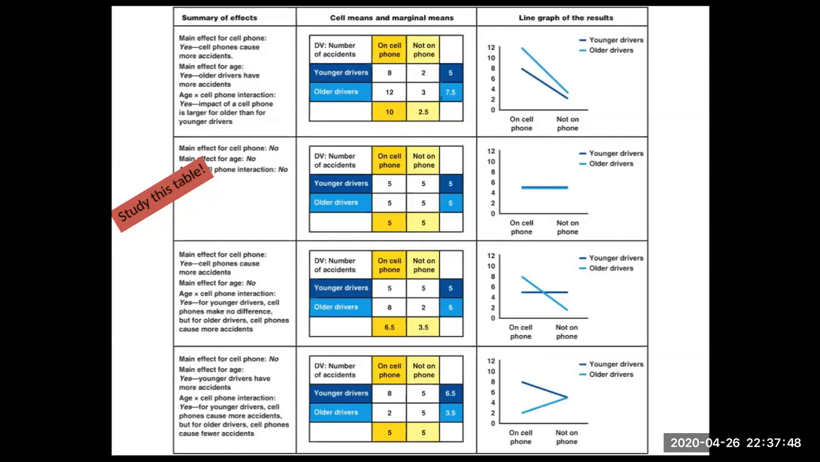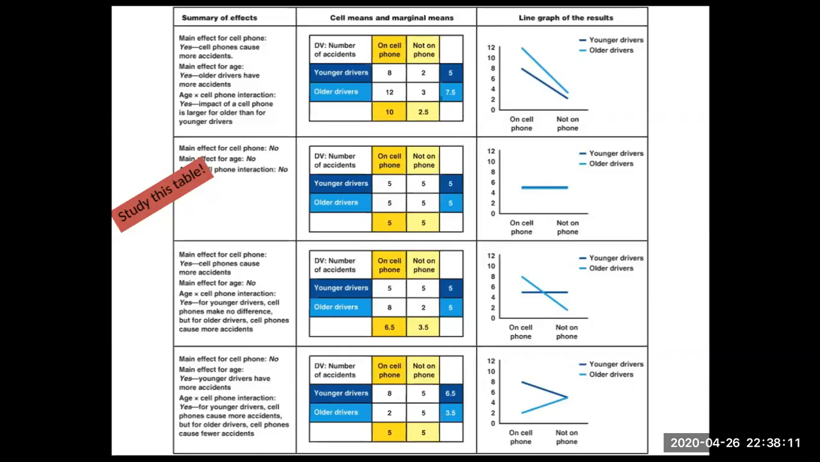So 8 minus 12, negative 4. 2 minus 3, negative 1. Again, we see that that's different enough from each other. So yes, we can say that cell phone and age have an interaction. Again, looking at the second cell, 5, 5, 5, and 5, we see no main effects, no interaction, and it's basically one solid line on top of itself.